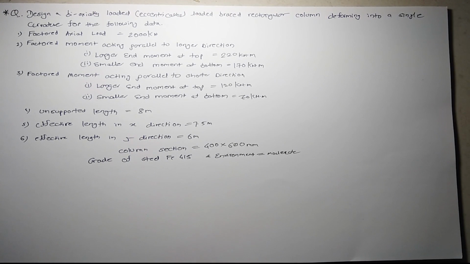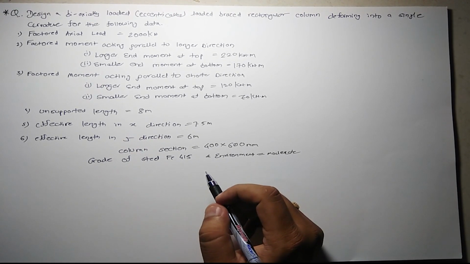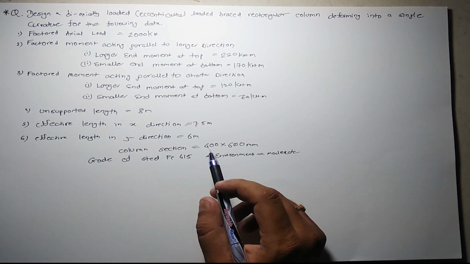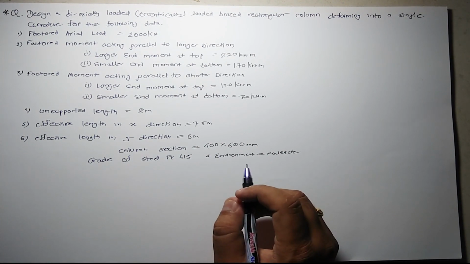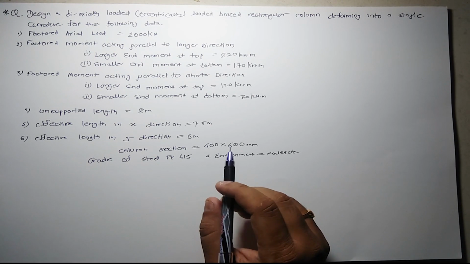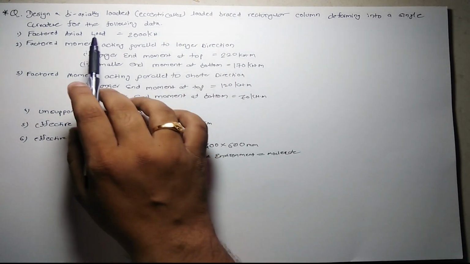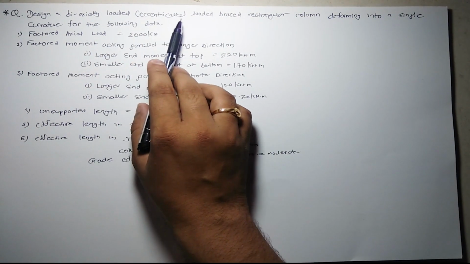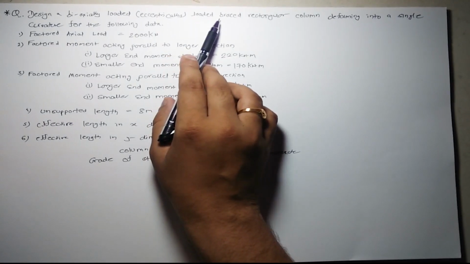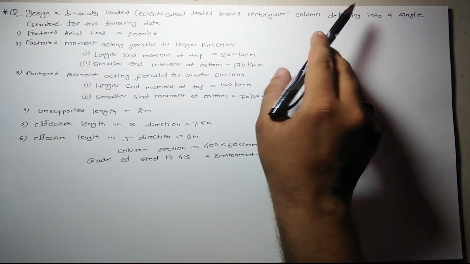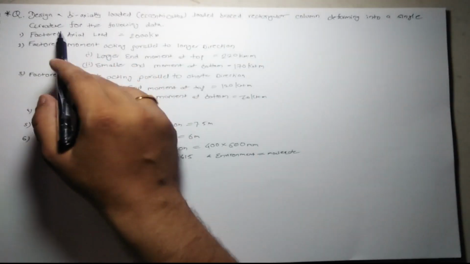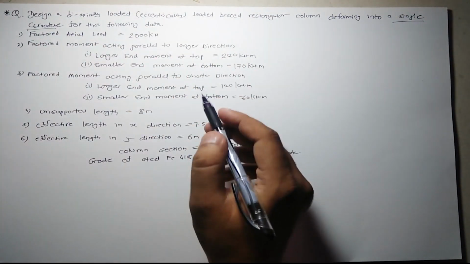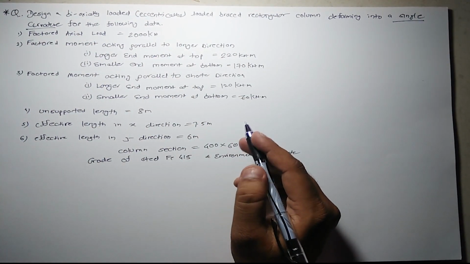Friends, we will have a numerical now. I'll read out the numerical and we will sort it out and try to understand the given data, and whatever the values are available with us, I'll try to sort it out. Design a biaxially loaded, eccentrically loaded, braced rectangular column deforming into a single curvature. This word is very important, single curvature, for the following data.